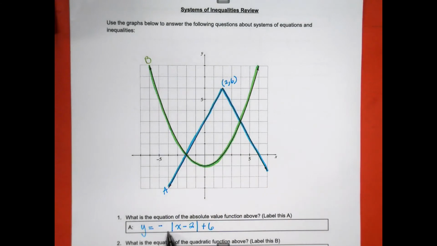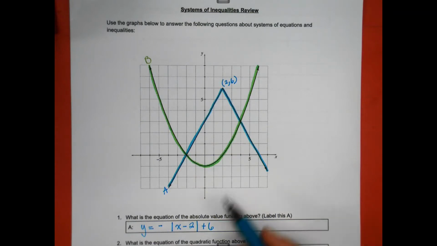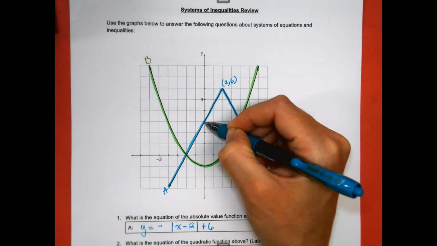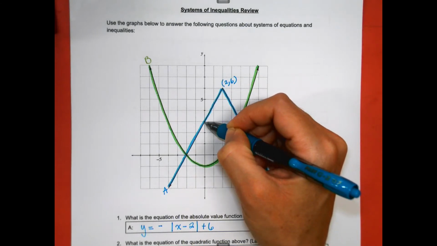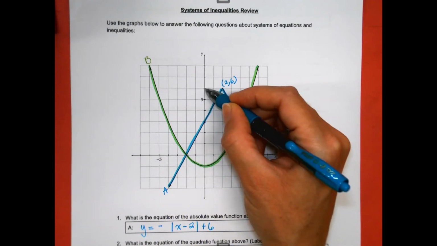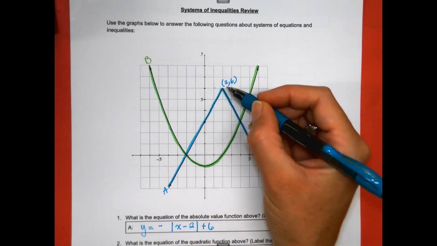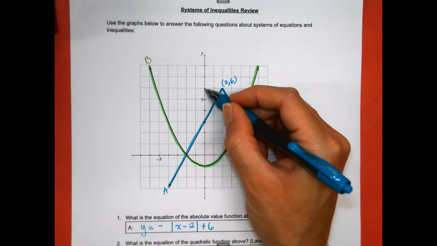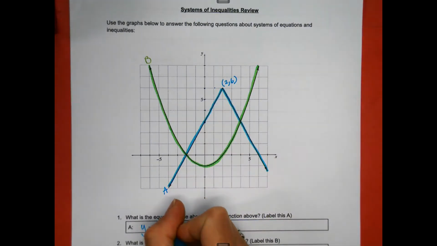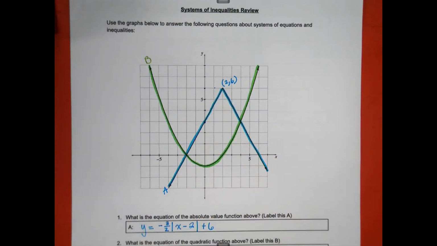We need to find our a. With an absolute value, all you really need to do is find what the slope is. I'm going to find a point, and from this point here at 0, 3 to this point here at 2, 6, you go up 1, 2, 3, and to the right 2. So that tells me my rise is 3, my run is 2. So therefore, this absolute value graph has a value of 3/2.